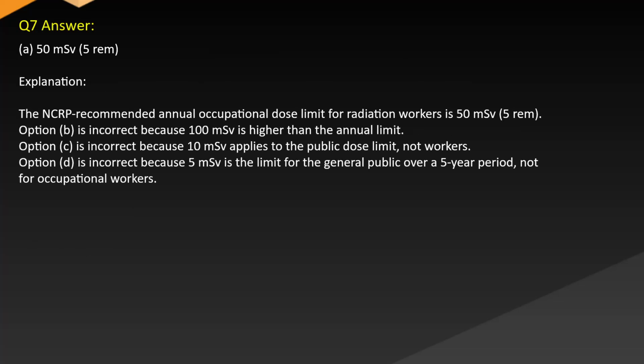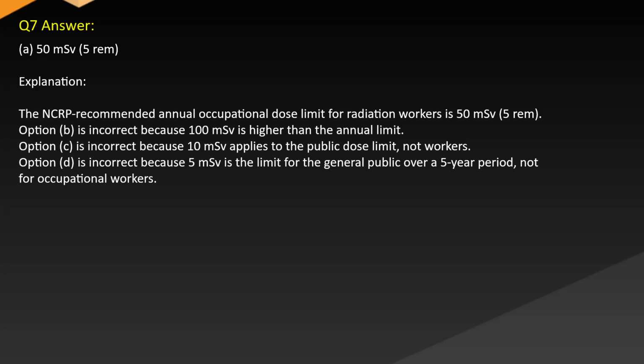Answer: A. 50 mSv, 5 rem. Explanation: the SRP recommended annual occupational dose limit for radiation workers is 50 mSv, 5 rem. Option B is incorrect because 100 mSv is higher than the annual limit. Option C is incorrect because 10 mSv applies to the public dose limit, not workers.